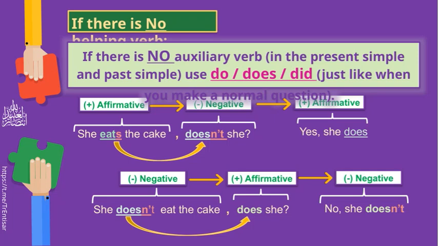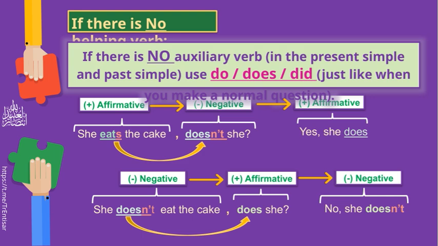Now, let's talk about a key point in forming questions and negatives in the present simple and past simple tenses. When there is no auxiliary verb used in a sentence, we need to add do, does, or did to make it correct. This helps to turn a statement into a question or a negative form properly.